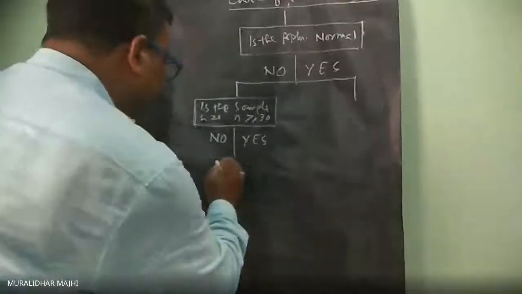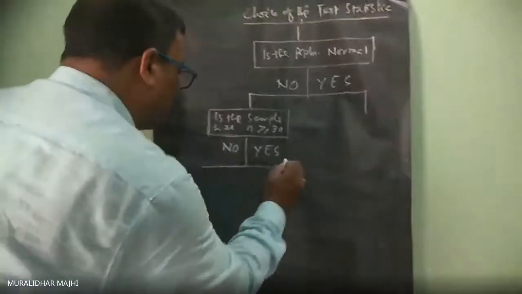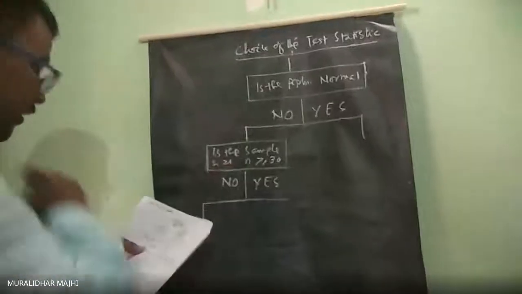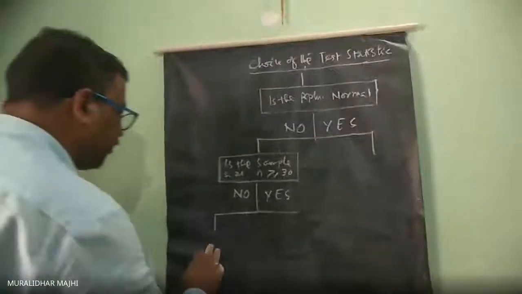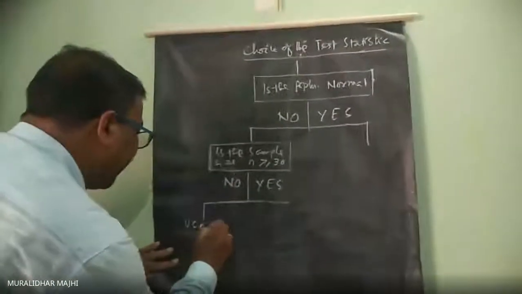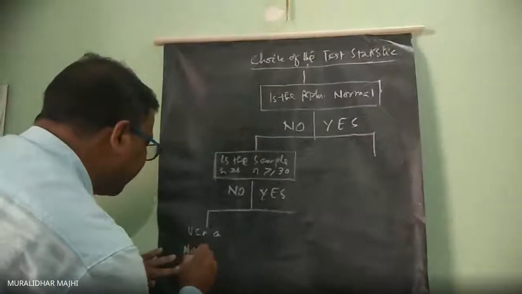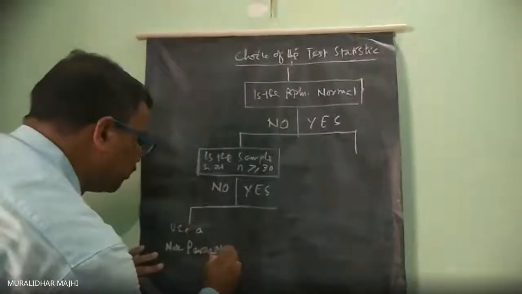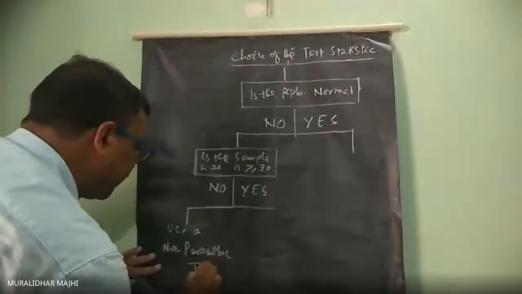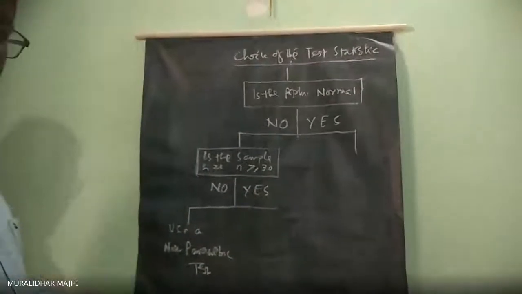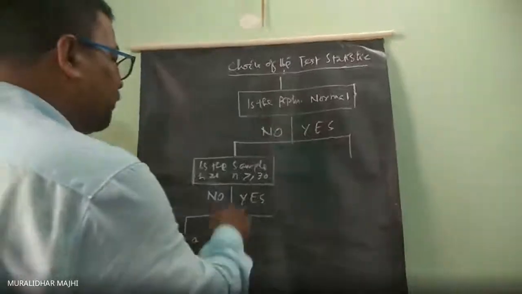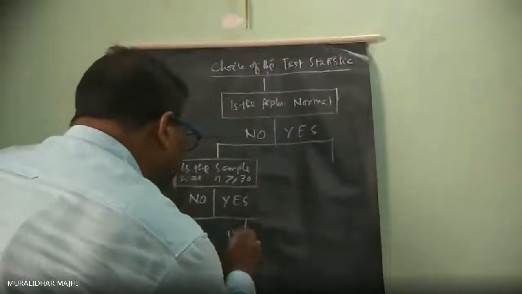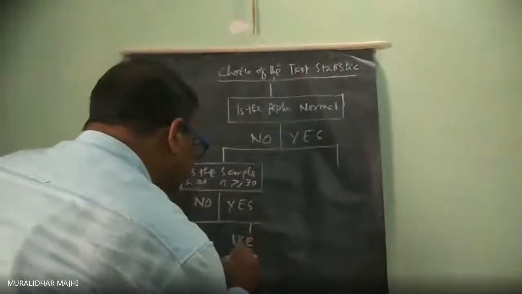Okay, then if it is no, if it is not greater than 30, then what will happen? Use a non-parametric test. Okay, dear students, if it is greater than or equal to 30, then what you have to do? Use Z test.